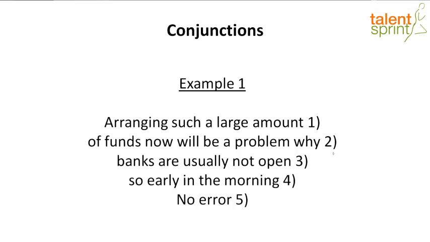So we understand that the error is in part 2. We don't need a question in between those two sentences. We need a linking word and a connecting word. So in this context, arranging such a large amount of funds now will be a problem because banks are usually not open so early in the morning. Yes, possible. Arranging such a large amount of funds now will be a problem as banks are usually not open so early in the morning. Sounds right. But what is the right fit? Is it because or as?